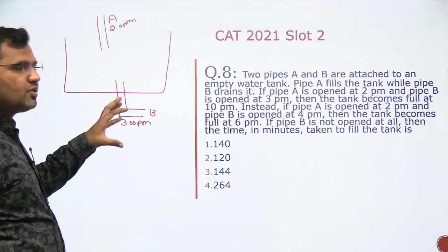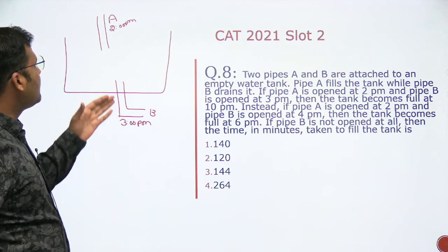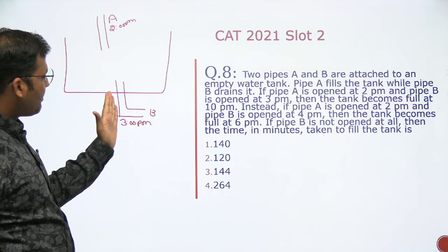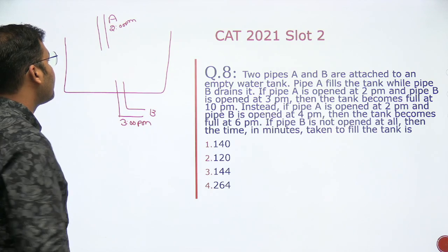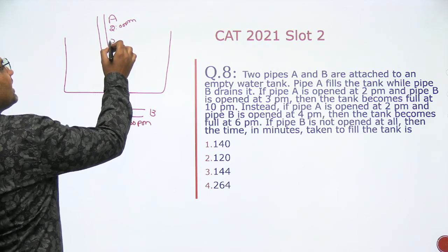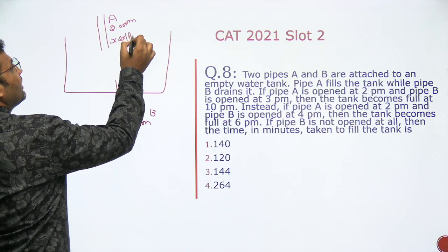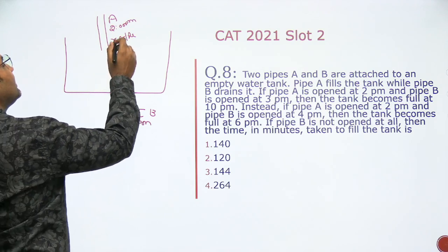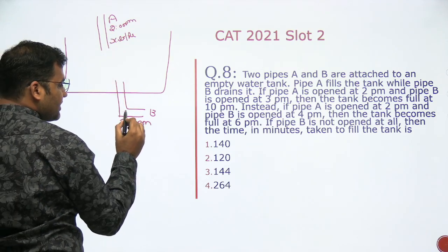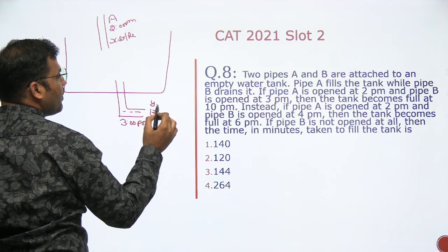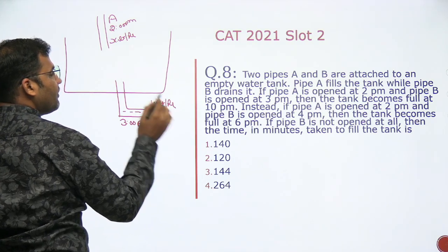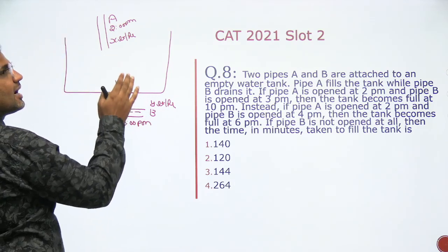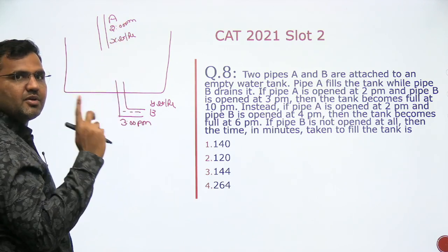So guys, you just need to make a basic equation to understand the amount of water that is coming from this tap as well as the amount of water that is going out from this tap. If I say that X liter per hour is the capacity of this pipe to throw the water inside the tank, and let's say that capacity of this tap is to take out Y liter per hour from the tank outside. Now, because the tank is getting filled at 10 p.m., from 2 p.m. to 10 p.m. is 8 hours.